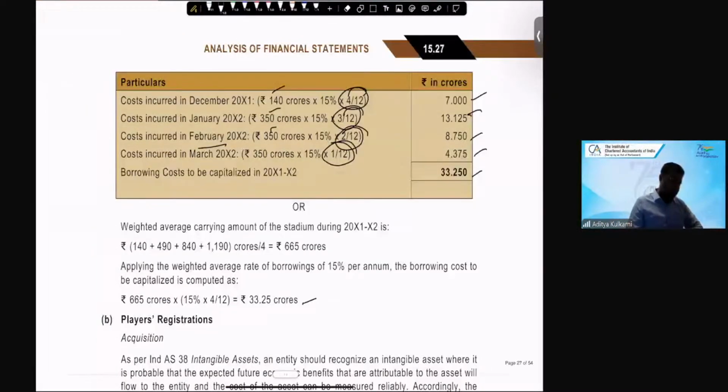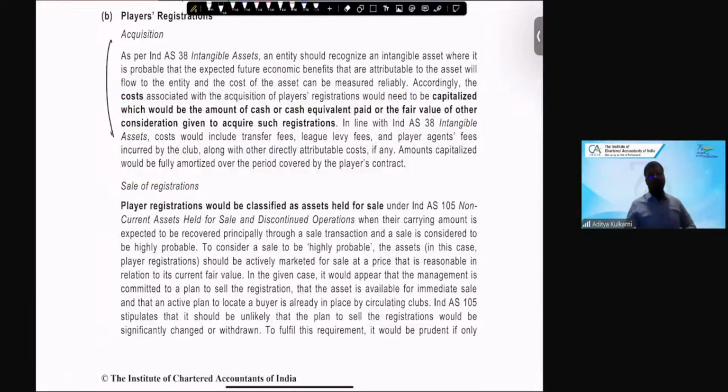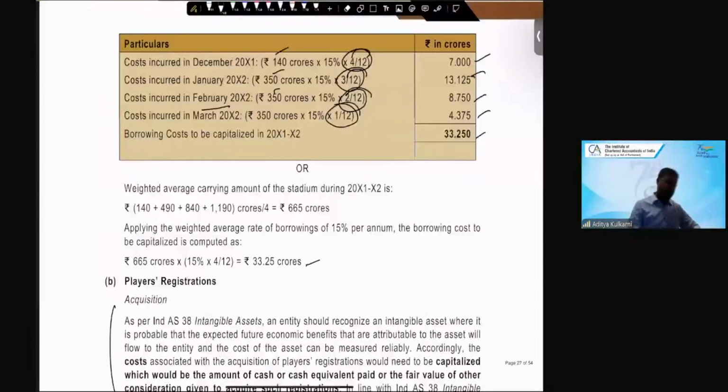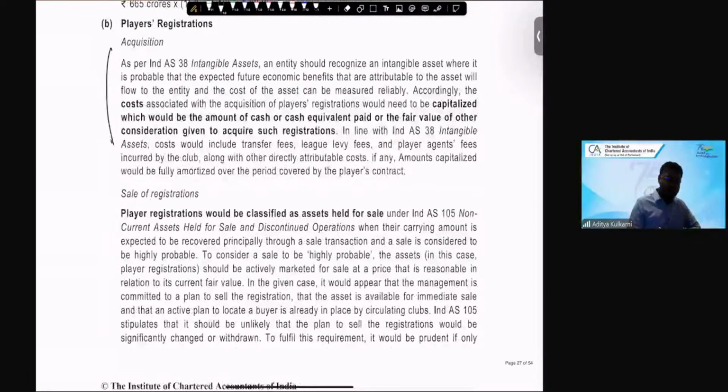Okay, so now let us come. In Ind AS 38, acquisition. They have given all the data, all the explanation. This is something that you would also be expected to do. Player registrations would be classified as held for sale under Ind AS 105 when their carrying amount is expected to be recovered. You need to have the sale as highly probable. The asset should be actively marketed for sale at a price that is reasonable in relation to its current fair value. In the given case, it would appear that management is committed to a plan to sell the registration. Why committed?